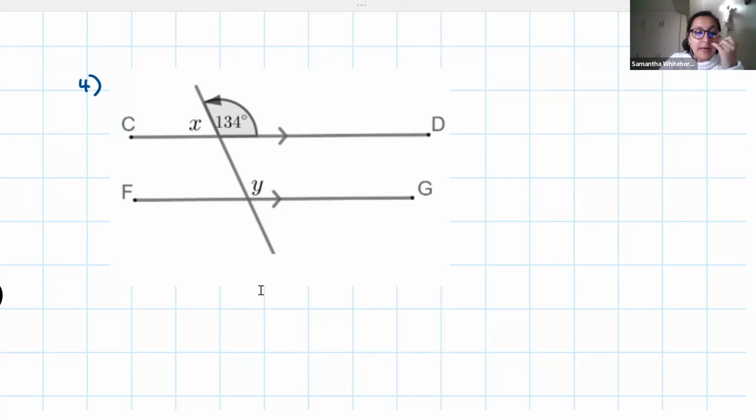Right, and if you're really struggling, guys, what I suggest you do is first identify your parallel lines, and then see if that helps you get anywhere. Start with parallel lines. Look at what information you have as well. You've been given 134 degrees. Why is that helpful to you?